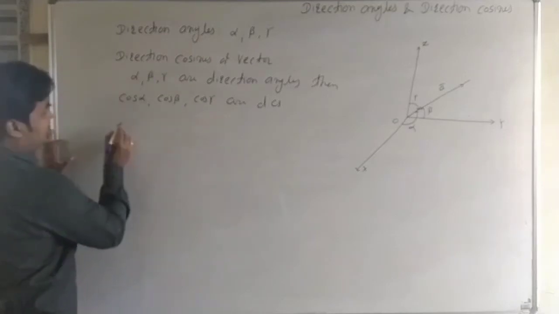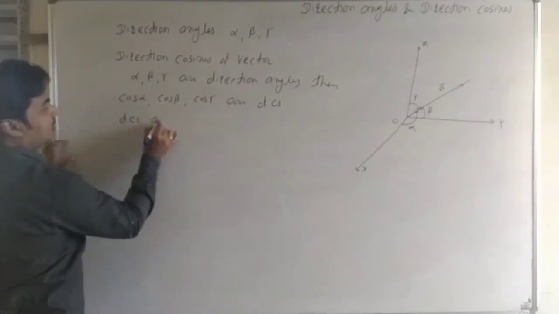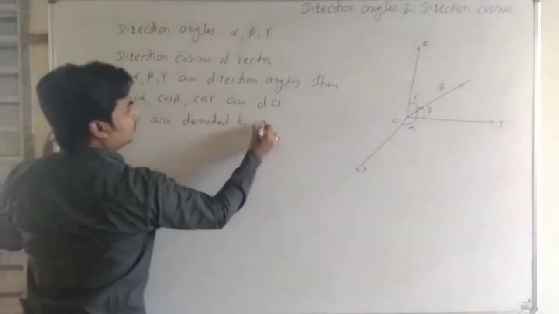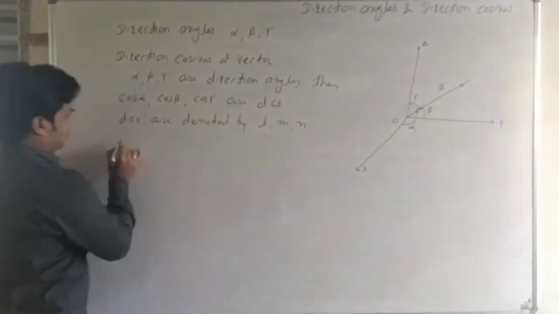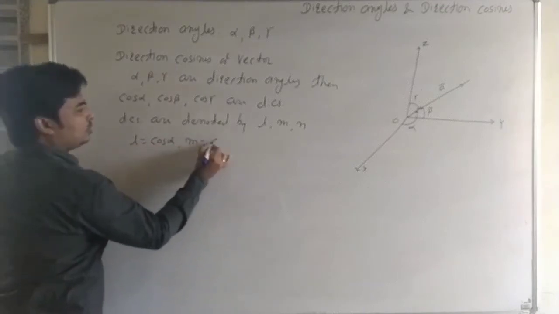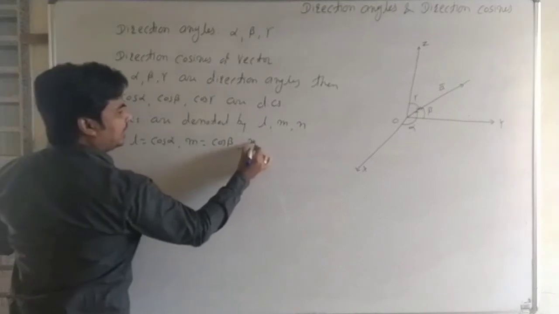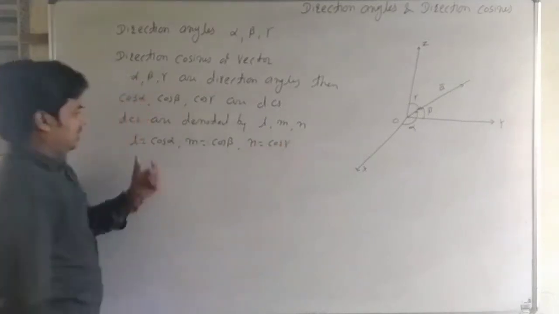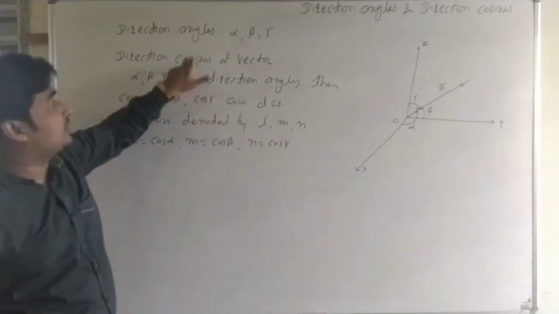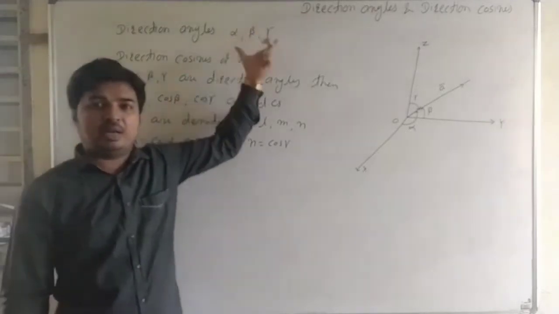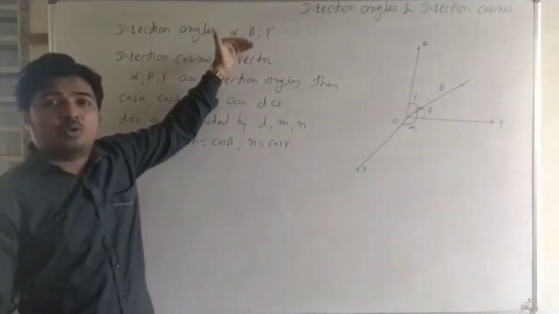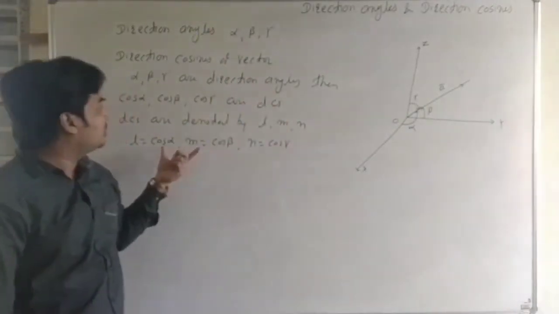Direction cosines are denoted by l, m and n. Therefore we can write l is equal to cos alpha, m is equal to cos beta and n is equal to cos gamma. So l, m, n are cos alpha, cos beta and cos gamma. The direction angles alpha, beta and gamma are the angles made by the vector with the positive direction of the coordinate axes, and the cosine values of the direction angles are called the direction cosines.